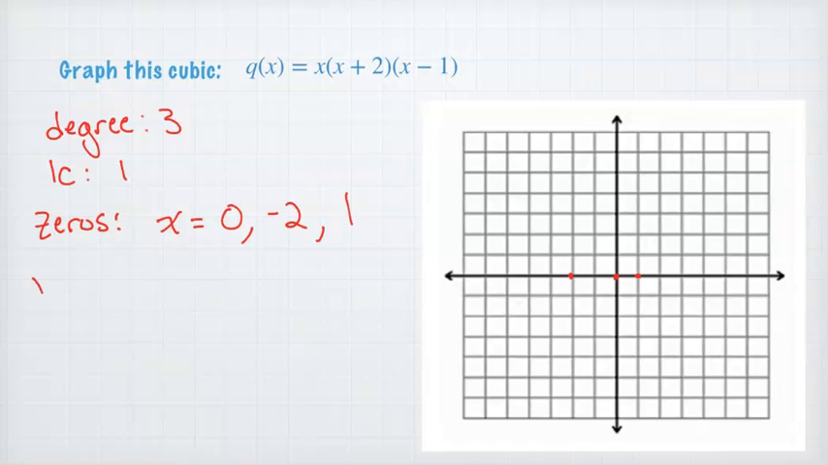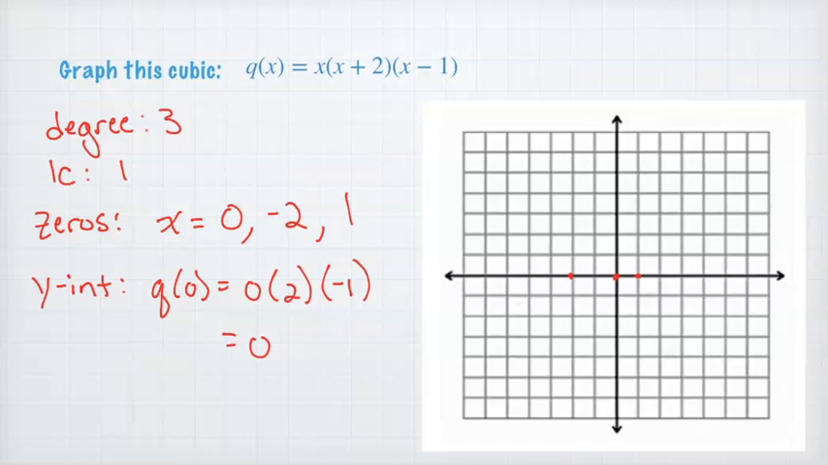I also need a y-intercept. So I'm going to let x be 0, find q of 0. So I have 0 times my second parenthesis would be 2, my third parenthesis would be negative 1. 0 times 2 times negative 1 is going to be 0. So my y-intercept is at 0, and I could have noted that already because I had already put a point where y is 0.